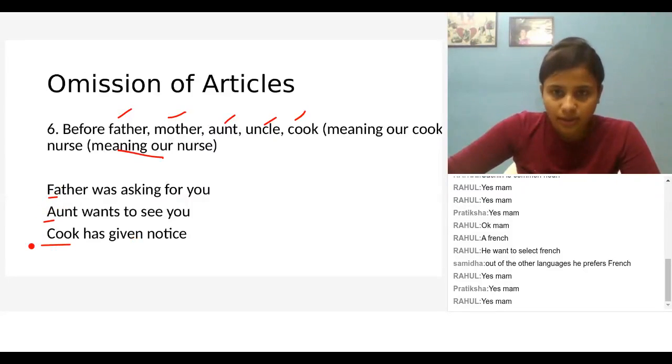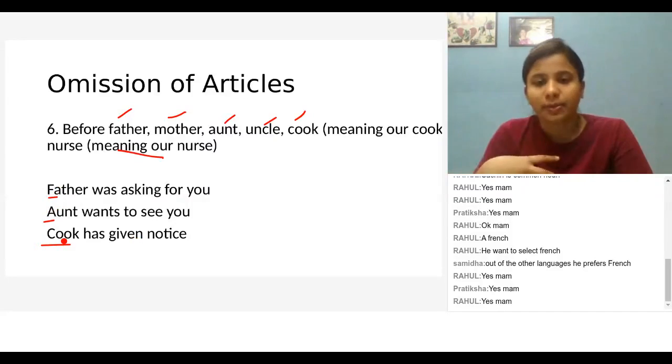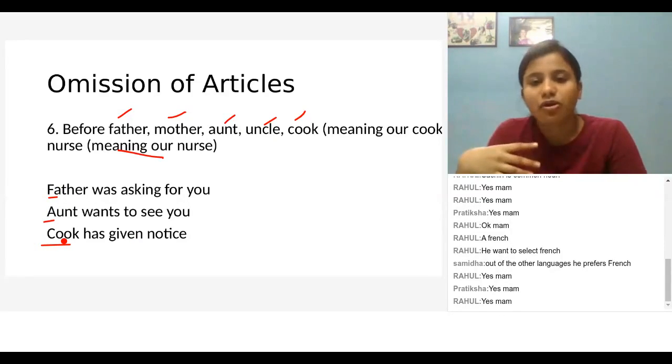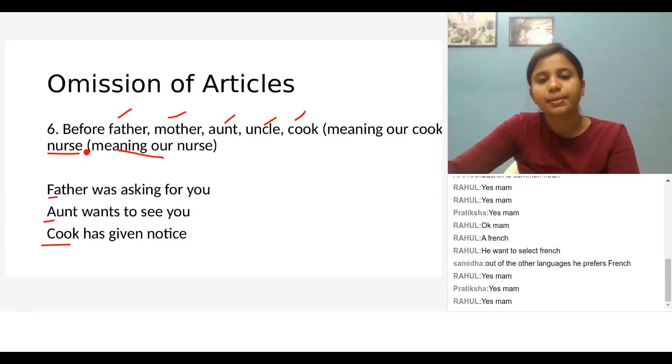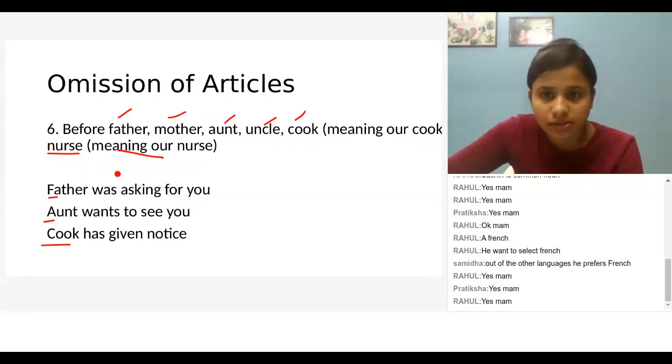Cook has given notice means what? Our cook, the person, the lady or the man that cooks for us, has given notice. You will not say the cook has given notice or the nurse, okay? Because it is implied that we are talking about our cook or our nurse. But only when you're talking about our cook or our nurse.